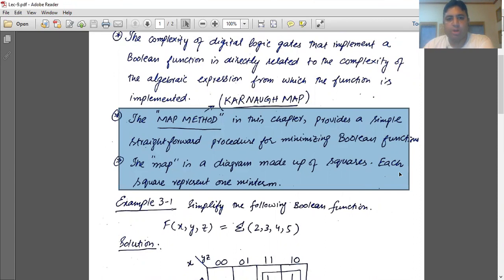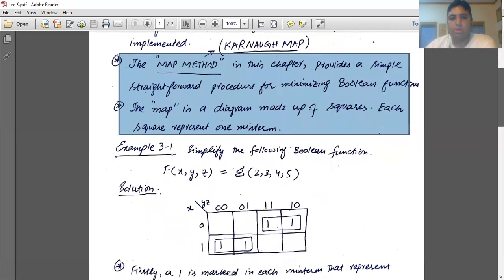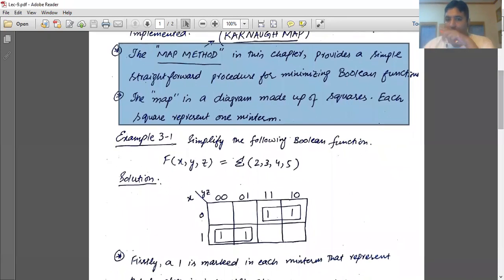The map is a diagram made up of squares. Each square represents one minterm. So this method is slightly more straightforward as compared to the Boolean algebraic manipulation method. We will see what this K-map method is all about with this example.